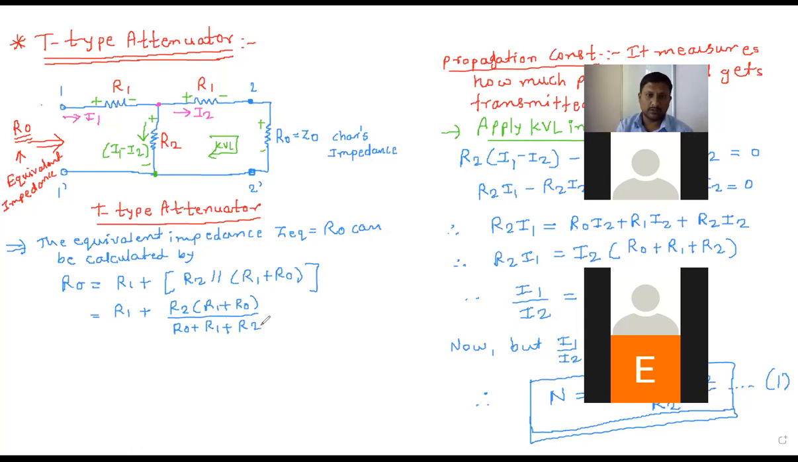Up to this point, I understood now. The addition of these three will happen. Now, from equation 1, what did you observe? N is equal to R0 plus R1 plus R2 divided by R2, and that part is available here. So can I replace like this? Give the attention here. R1 plus, as it is, R2 divided by R0 plus R1 plus R2. That is nothing but 1 upon N. Yes or no? Yes, sir. So R2 divided by this term is nothing but 1 upon N.